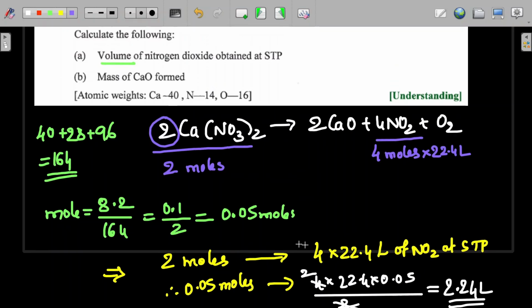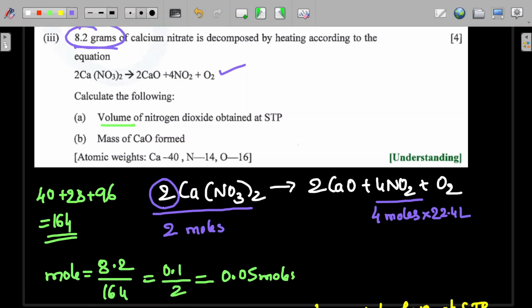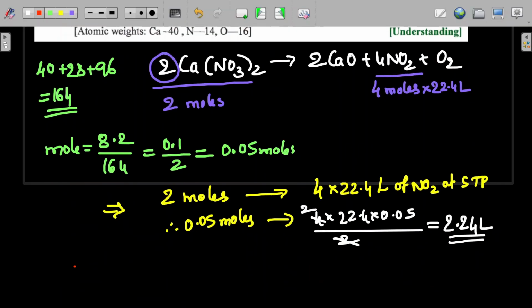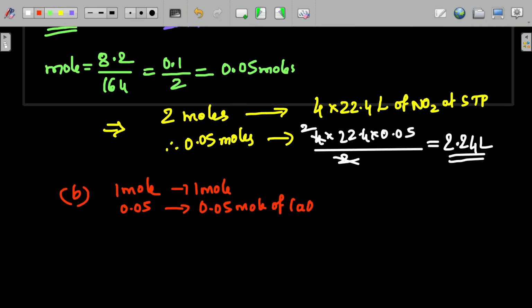So therefore this one. Mass of CaO formed. When you are taking 8.2 grams, what will be the mass of CaO formed? Again, same thing you have to do. 2 moles of calcium nitrate will give you 2 moles of CaO. Means the ratio between these will be 1 is to 1. So 1 mole will give you 1 mole. Therefore 0.05 mole will give you 0.05 mole of CaO.